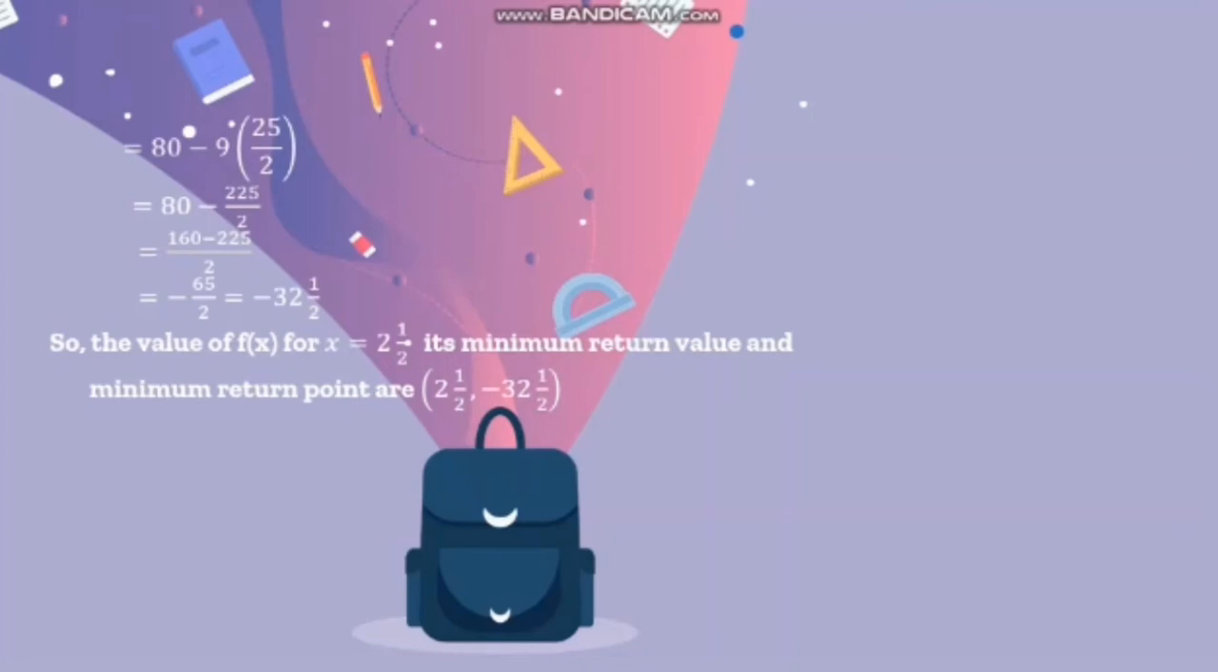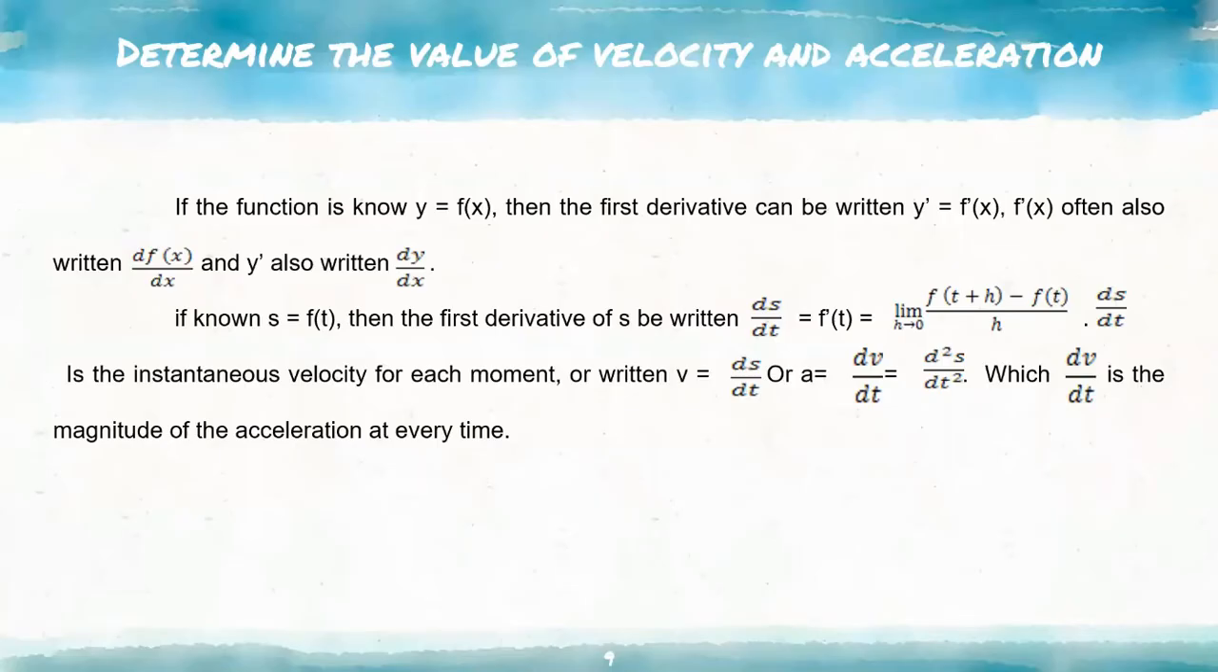So the value of f(x) for x equal to 2 1/2 is its minimum value, and the minimum point is (2 1/2, minus 32 and a half). Determine the value of velocity and acceleration.